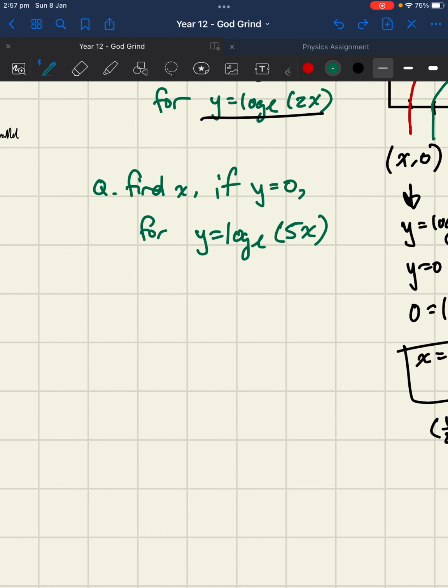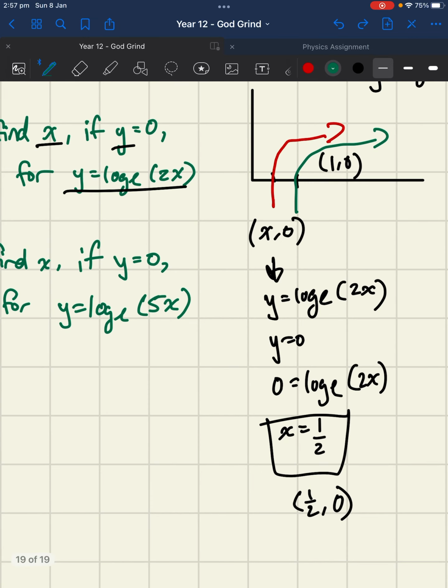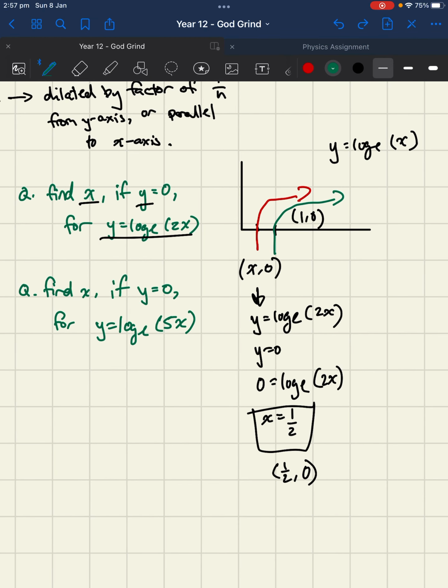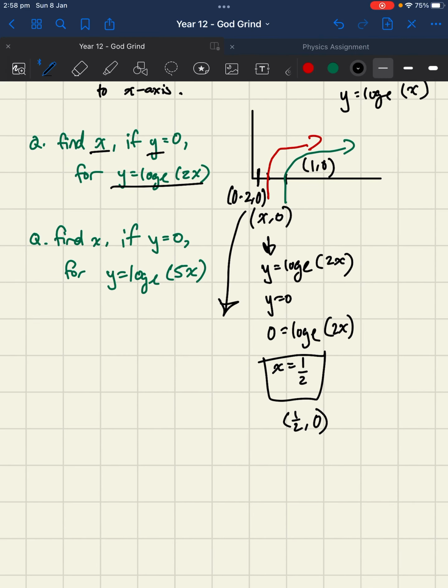If it's 5x, you think it's going to pass through 0.2, because guess what? If y equals log e of 2x, the 1 divided by 2 turns into 0.5, which is a half, 1 over 2. Then if we have a 5, wouldn't that make it 1 over 5, which is 0.2? So let's see that. We're going to assume that this will pass through 0.2. That's the coordinate we want to see if it will work.